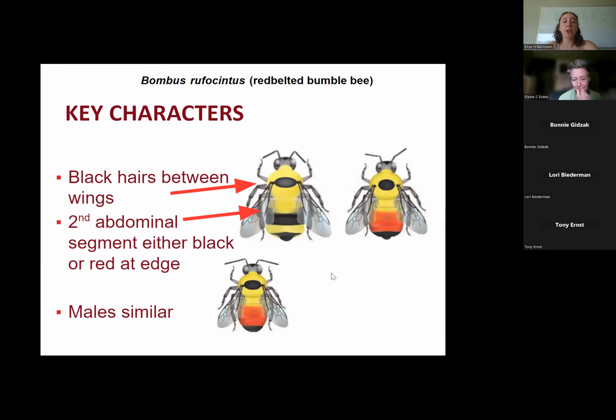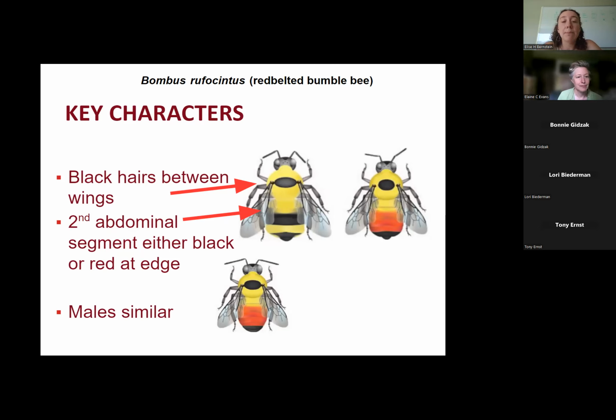All right, so another bee that is also sometimes mistaken for rusty patch is the red-belted bumblebee, or Bombus rufocinctus. And Bombus rufocinctus has a lot of different variations in their color pattern. But they have a pretty distinct band of black hairs between the wing bases. Because of its shape, we refer to it as the Eye of Sauron, if you're familiar with Lord of the Rings. But that's something that distinguishes the red-belted bumblebee from the rusty patch.